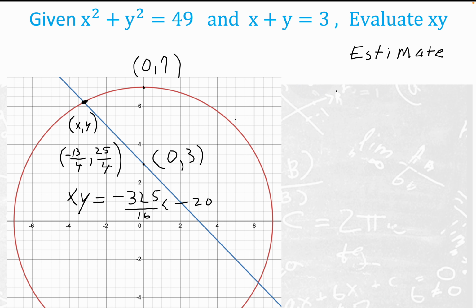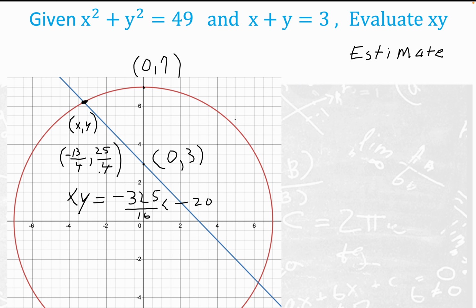Now, by the way, if you don't believe this is a circle, (0, 7) is certainly the top point on the circle, because if you put x equals 0, 7 squared is 49, and of course (0, 3) is the y-intercept of the line. So you're believing that this is the line and this is the circle corresponding to the two equations.